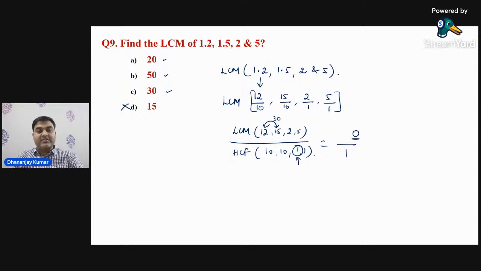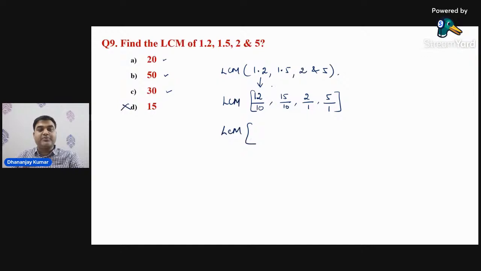After writing this, what you have to do is reduce the first fraction and then do this. This is 12 by 10, no? Suppose it can be divided by 2, right? So 12 by 10 becomes 6 by 5. And 15 by 10 becomes 3 by 2. So this is 6 by 5, 3 by 2, 2 by 1, and 5 by 1. Why? Because we have to reduce to the lowest fraction and then apply the formula.